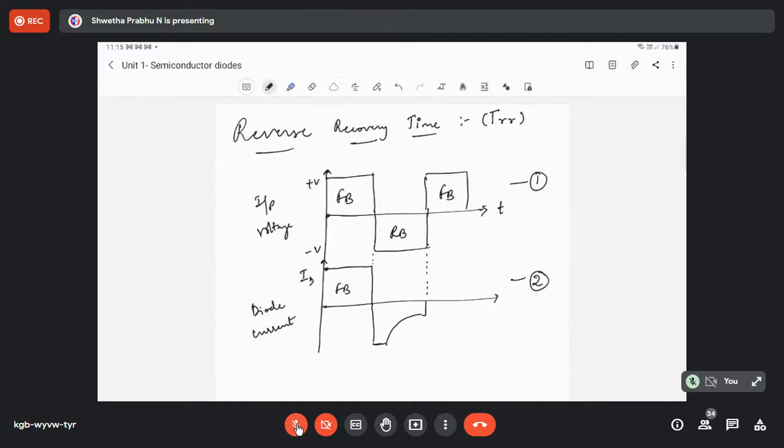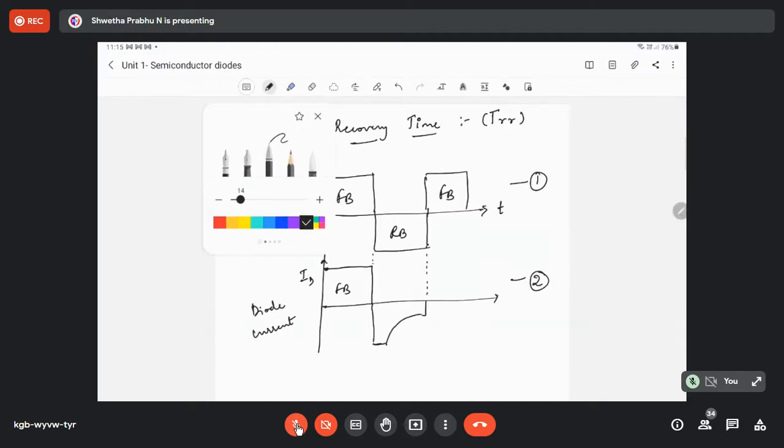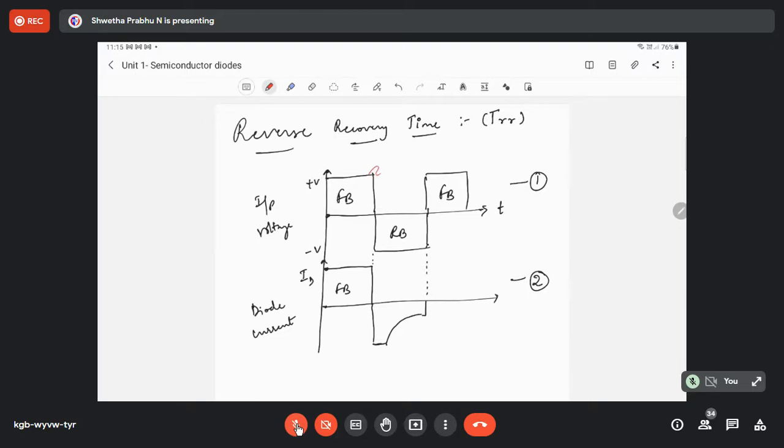So when a forward biased diode is suddenly reverse biased, when you suddenly switch the state from forward bias to reverse bias, what happens? From here till here, you have forward bias. When you suddenly switch the state from forward bias to reverse bias, how does the diode react to this condition?